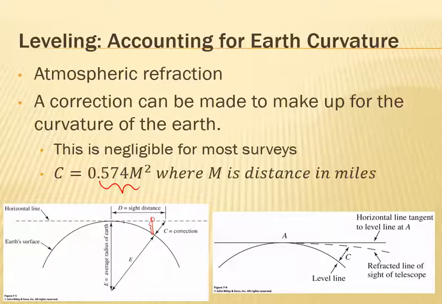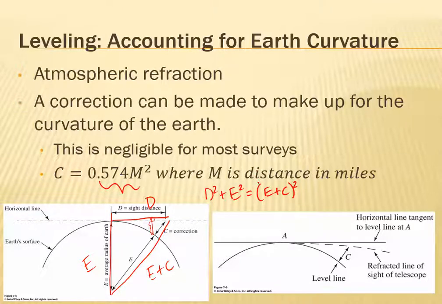So if we have here a triangle, right? We have D, E plus C is one side, and E is the other side. So let's look at it this way. Where this is E plus C, this is E, and this is D. Then with the Pythagorean theorem, we come up with the fact that D squared plus E squared is equal to (E plus C) squared, right?